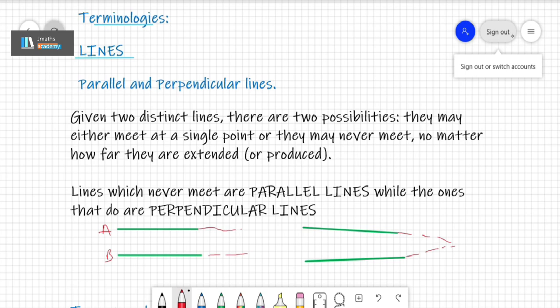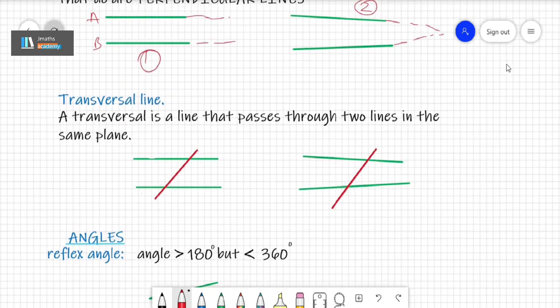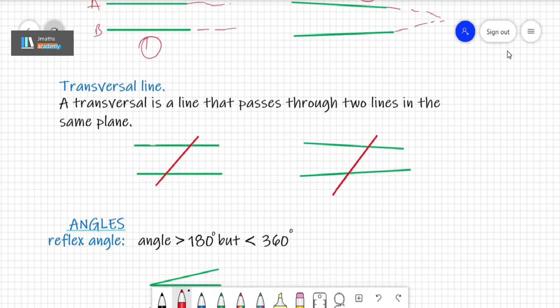And these lines that never meet are called parallel lines, while these lines that tend to meet when extended are called perpendicular lines. Now, a transversal line is a line that passes through two lines in the same plane. We have our transversal line here shown in red. And these two lines can either be parallel or perpendicular, but they have to always be on the same plane.